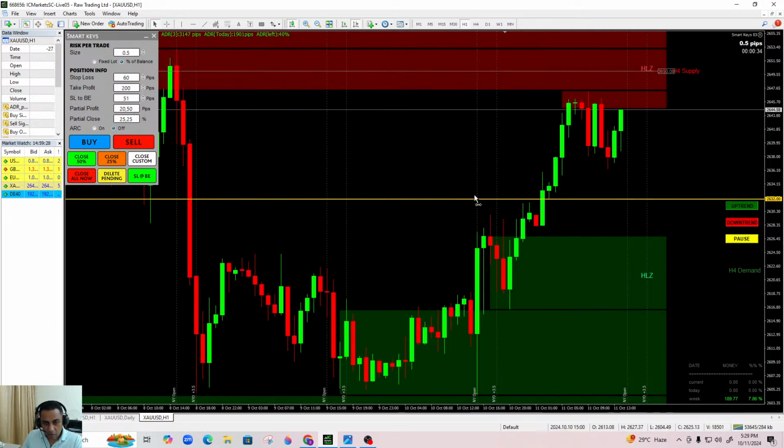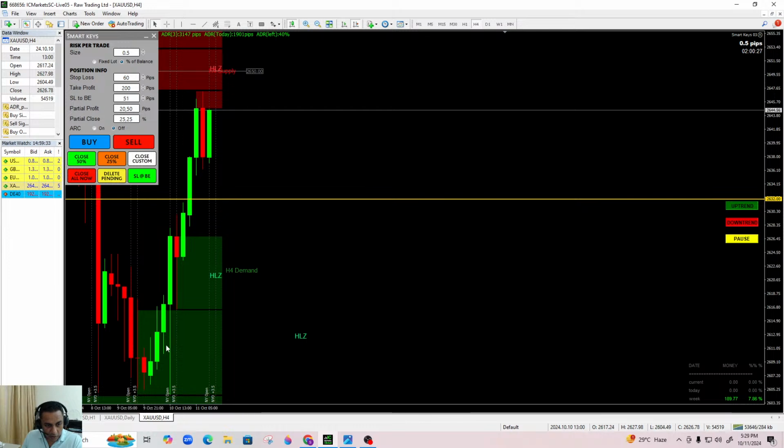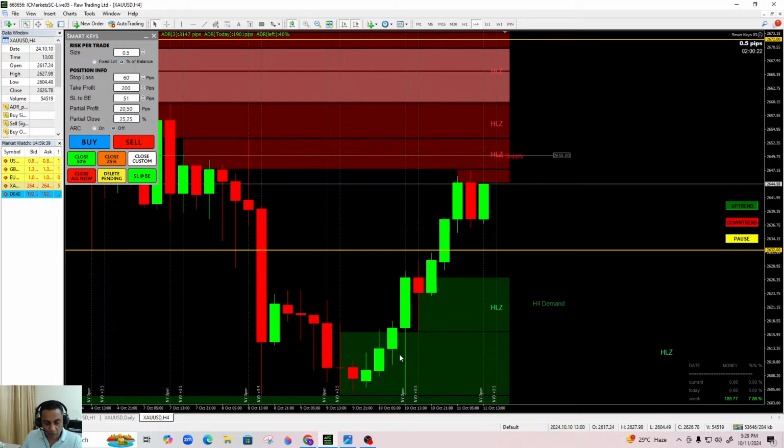Then the one below, let's look at this one right here. It did take out this supply. You can see it on the H4, you don't have to go down to the H1. There was supply here, rally, three base-in candles and a drop, and this move up that started here took that out, making this a high liquidity zone as well.